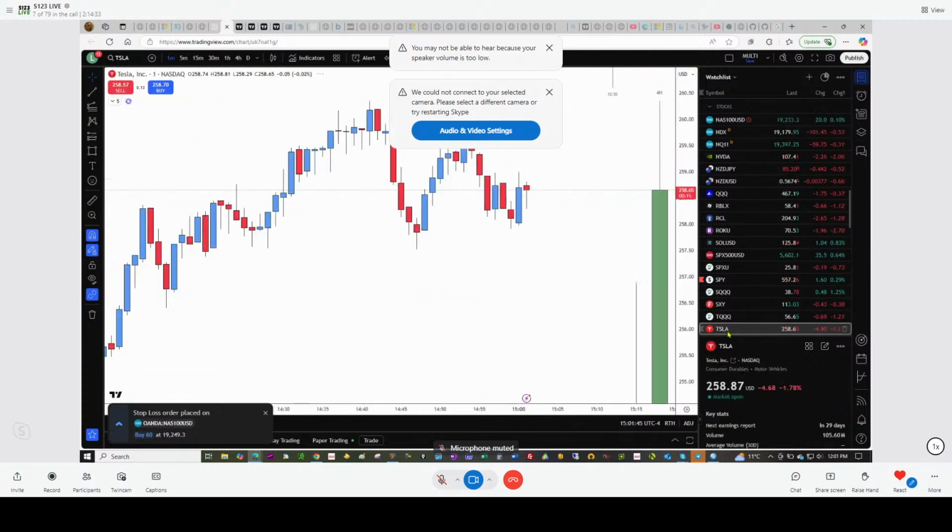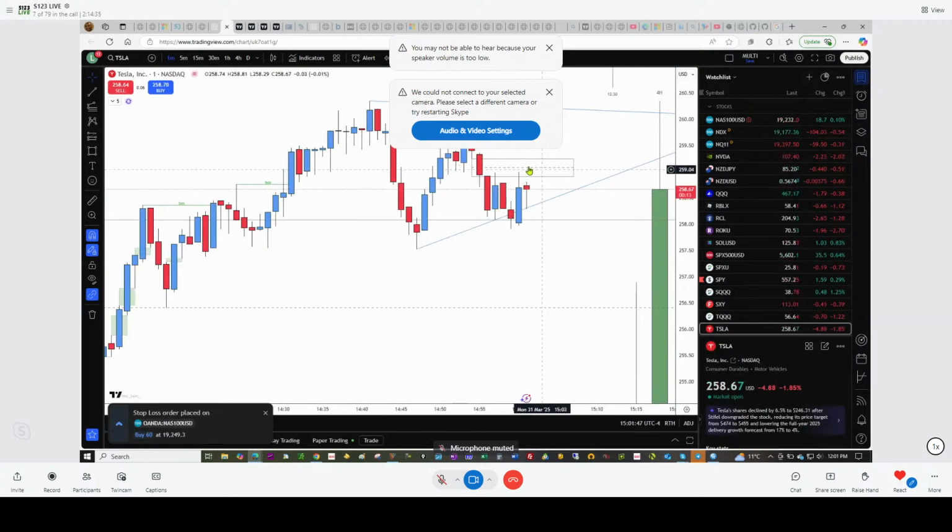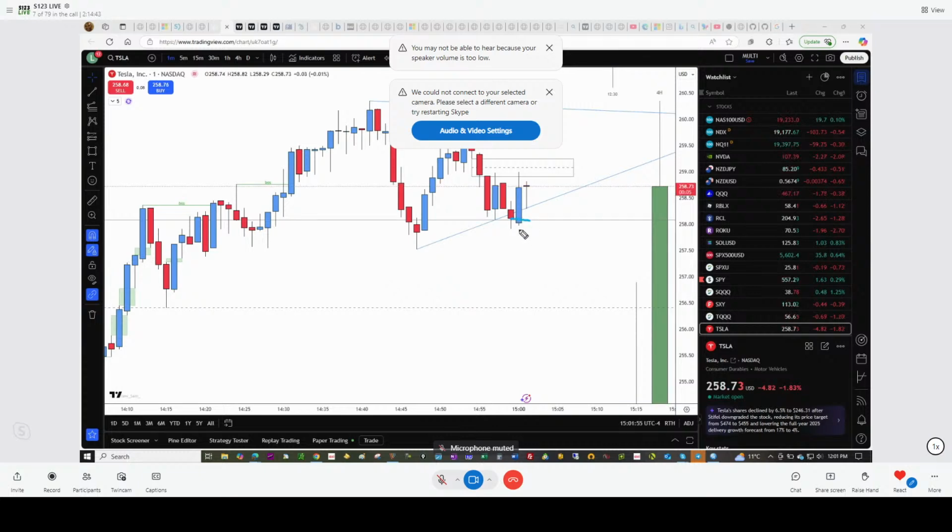Let's see how Tesla looks. Tesla has come back into the gap, so I like that better for an entry rather than the breach, because this is what happens sometimes when you take the breach, they pull back up and then they drop it.